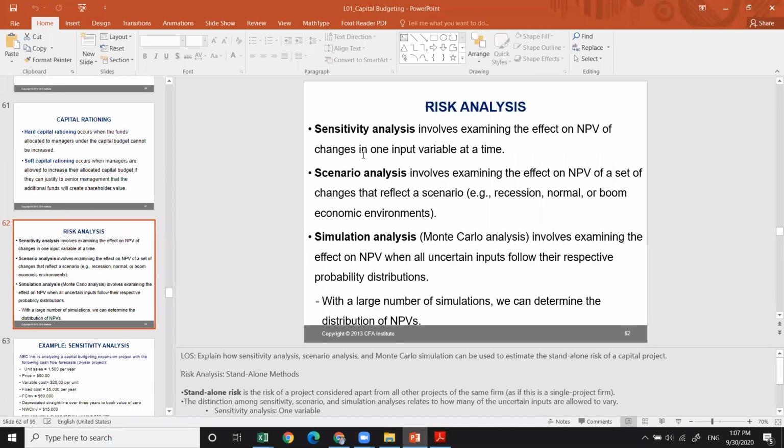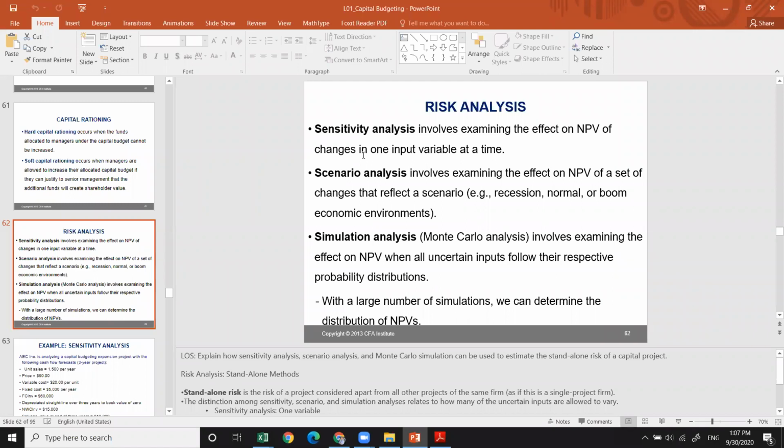Okay. So we said the risk analysis is divided into three parts: sensitivity analysis, scenario analysis, and simulation. Sensitivity analysis involves examining the effect on the NPV of changes in one input variable at a time. Scenario analysis involves examining the NPV effects of a set of changes that reflect a scenario, like creating recession, normal, and boom scenarios. And simulation analysis is about Monte Carlo analysis, which involves examining the effect on NPV when all uncertain inputs follow their respective probability distributions.